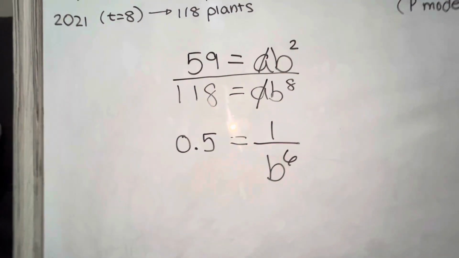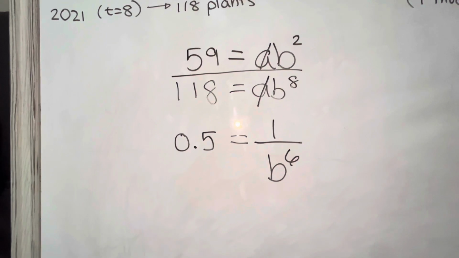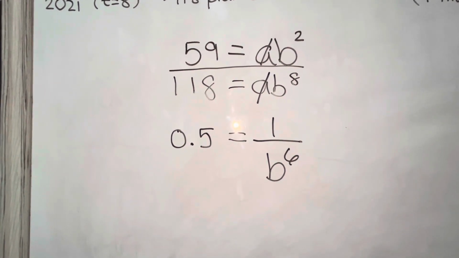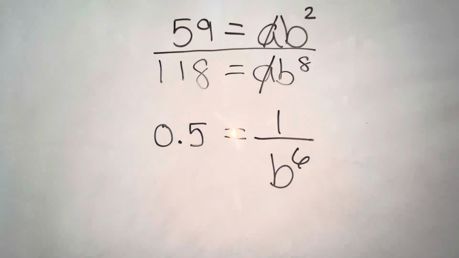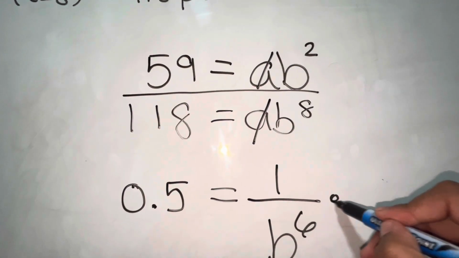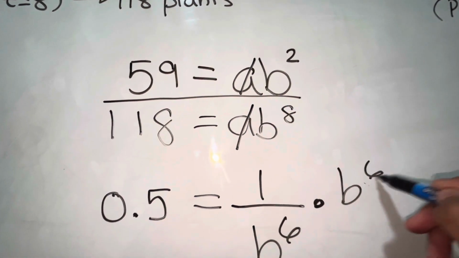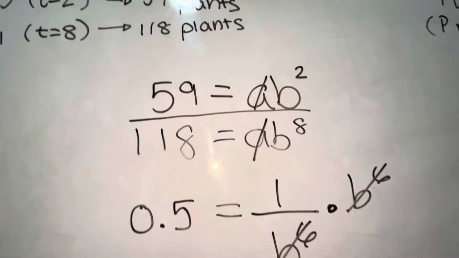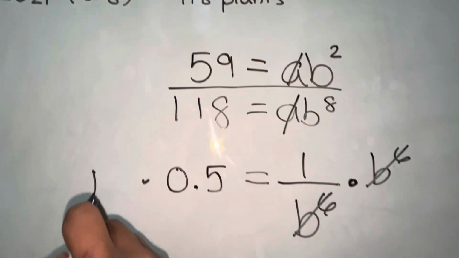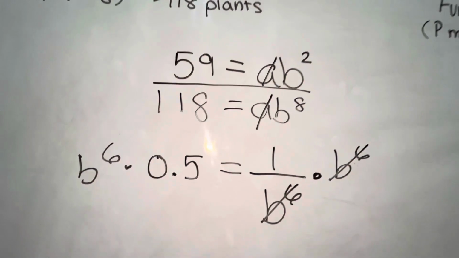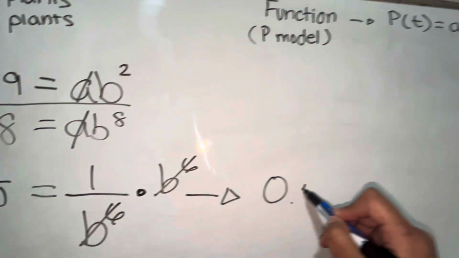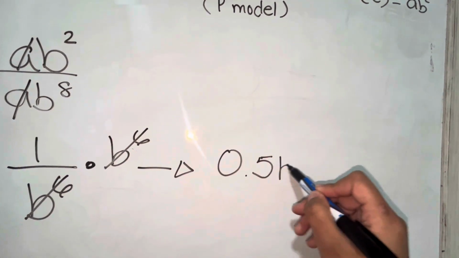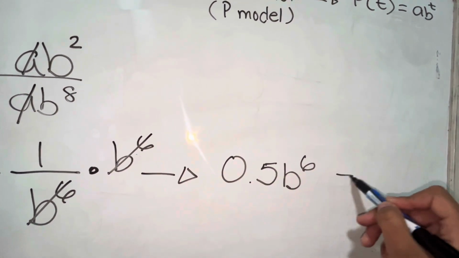So how would you do this? How would you try to find b to the power of 6? You're trying to isolate b to the power 6 in order to find it. So why don't we multiply b to the power 6 on both sides? And then you get 0.5, or a half, you can write it either way, equals 1.